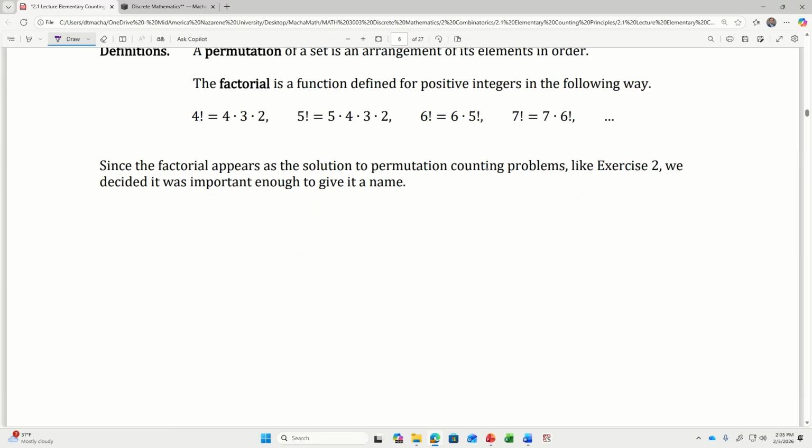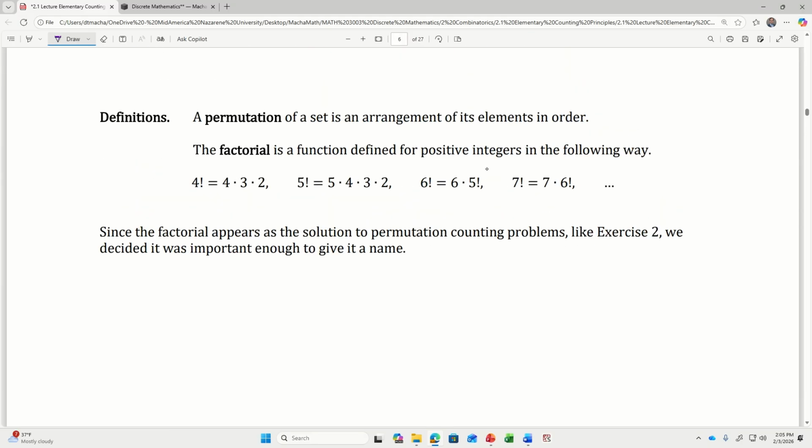So this question type is called a permutation. A permutation of a set is an arrangement of its elements in order. Like if I've got 5 cities and I ask you how many different ways can I arrange 5 cities in order, you're asking how many different permutations of this set exist. And the factorial is how you calculate the number of permutations.